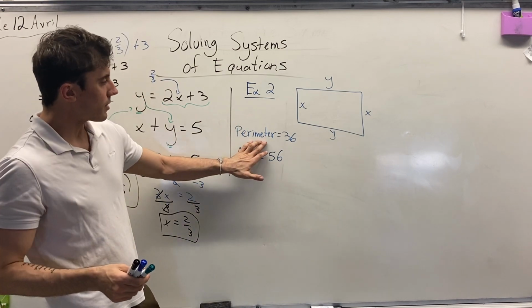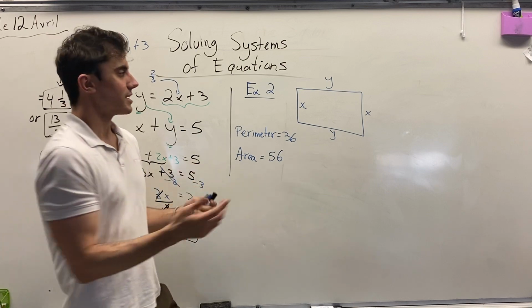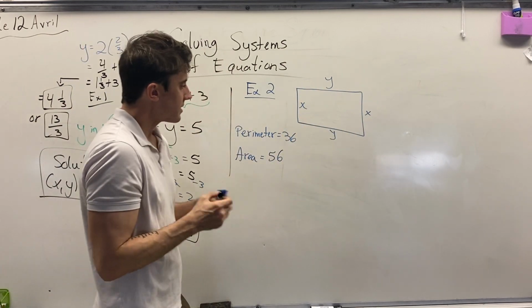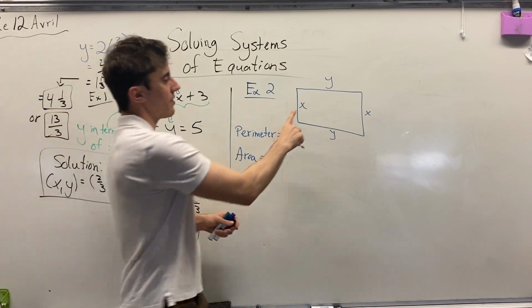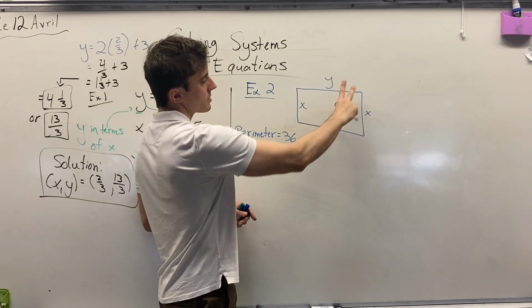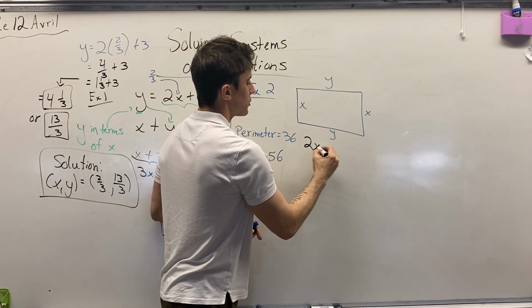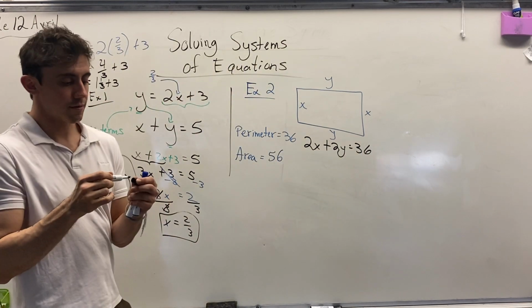So we know that the perimeter of this rectangle is 36, and we know how to find the perimeter of a rectangle. We add all 4 sides. And so if we do this for a rectangle here, we'll have x plus y plus x plus y, or if you'd rather, we have 2 x's and we have 2 y's, and so we can write 2x plus 2y is equal to 36, right?